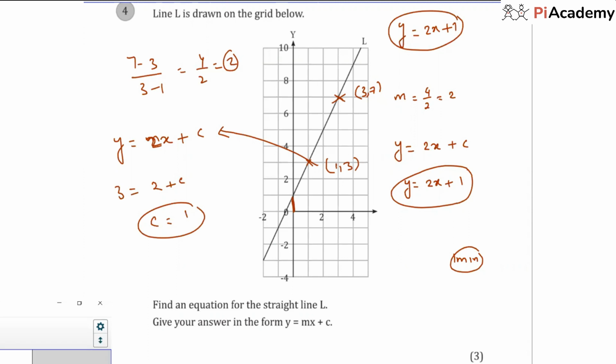Make sense? How does m equal 2? See, I've shown here the difference of y coordinates over the difference of x coordinates. You see that? Makes sense? Good, wonderful. Let's go to the next question, guys.